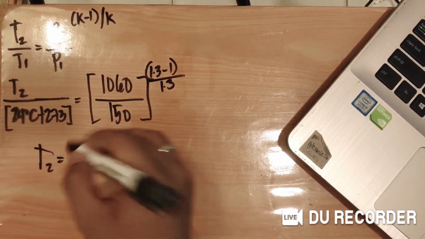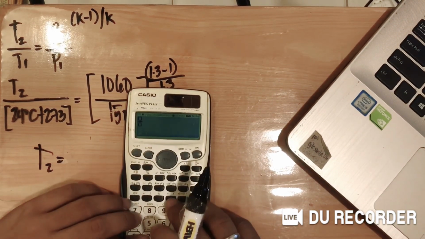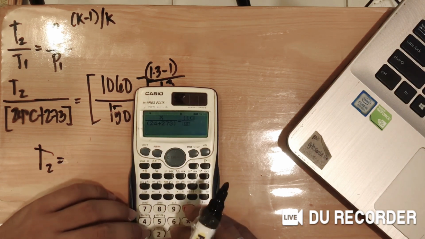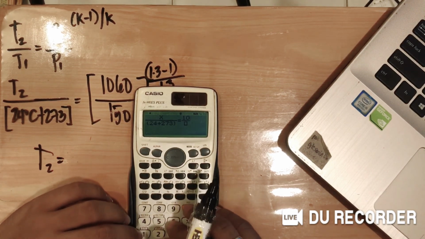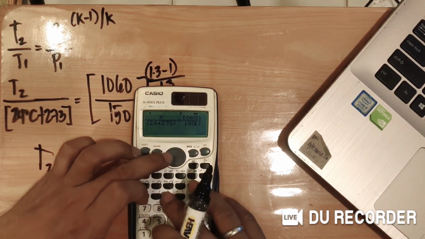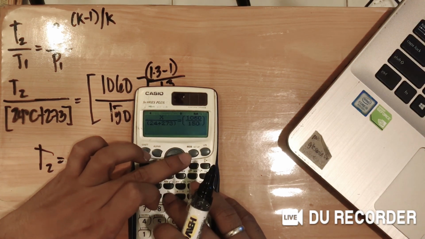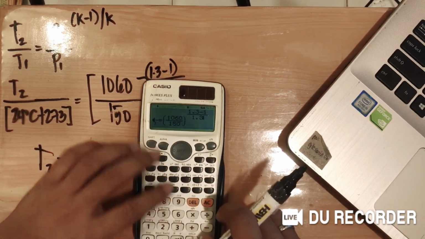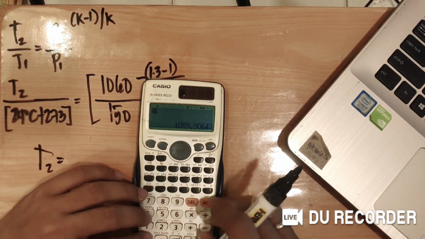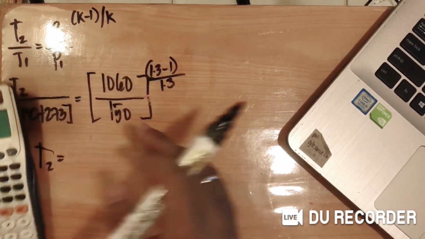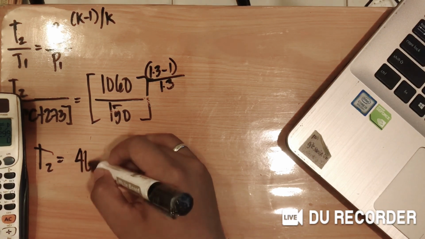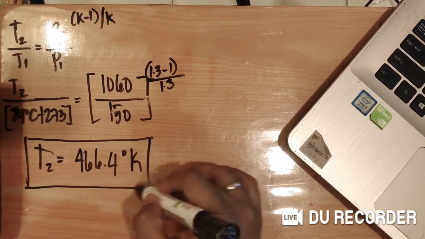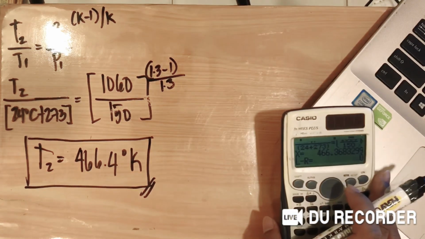So T2 is equivalent to, let's find it. T2 over 24 plus 273 is equivalent to 1060 divided by 150 raised to 1.3 minus 1 divided by 1.3. So using the calculator, our value is equivalent to 466.4 degrees Kelvin. So that's all for problem number 16.